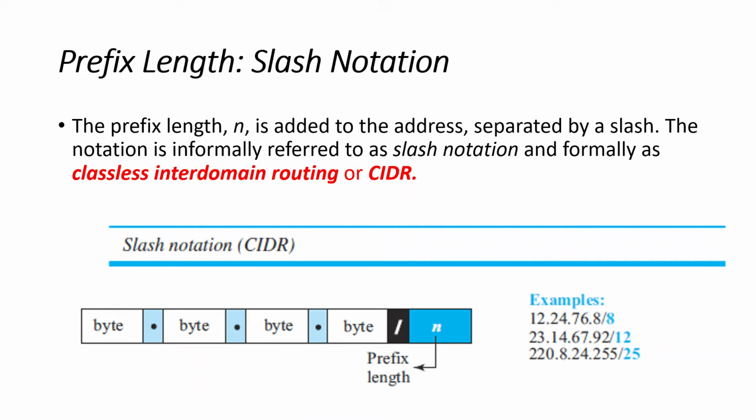So we have 4 parts of an IP address. Each part is represented using 8 bits, that is 1 byte, and these parts are separated by a dot. At the end of the IPv4 address, we use the slash. Then we specify the prefix length, that is n. For example, the IP address 12.24.76.8/8 means the prefix length n is equal to 8. Another IP address, 220.8.24.255/25: here the prefix length n is equal to 25.